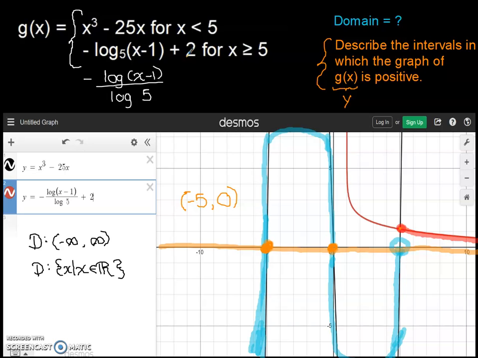So from here, I know that it's also positive from 5 to infinity. You can write this as also union if you want to, but I'm just looking that you have the intervals correct.